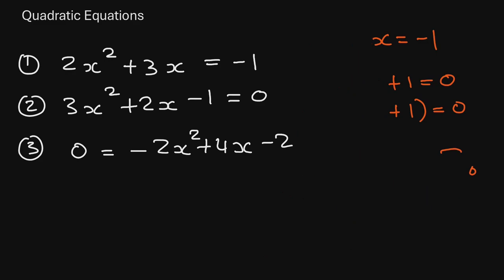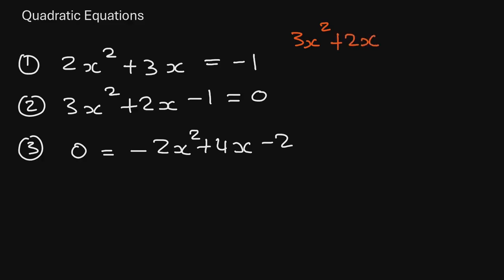On the second problem, this is already in the standard format. So what we have is 3x squared plus 2x minus 1 equal to 0. That means we can go straight to factorizing. When we factorize, we open two brackets. And then we ask, how can we write this first term? The first term is 3x squared.